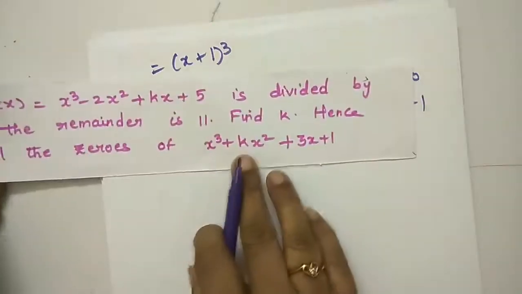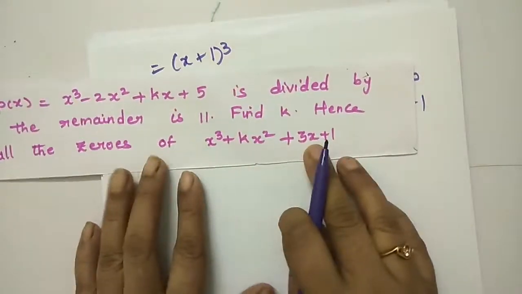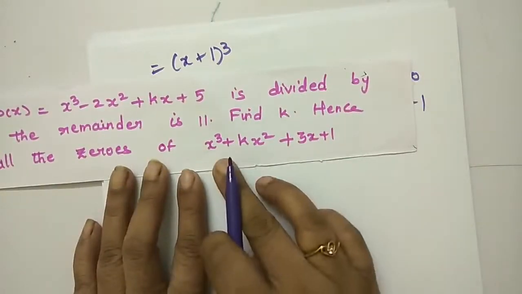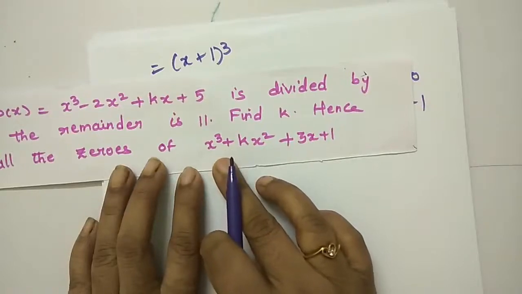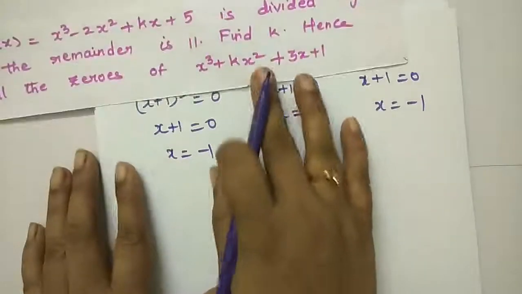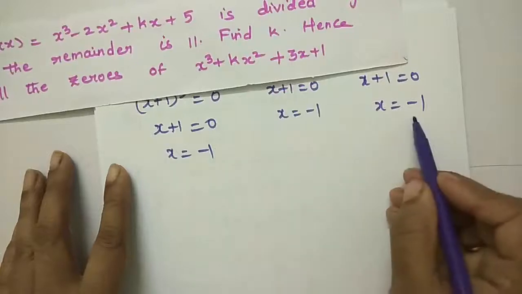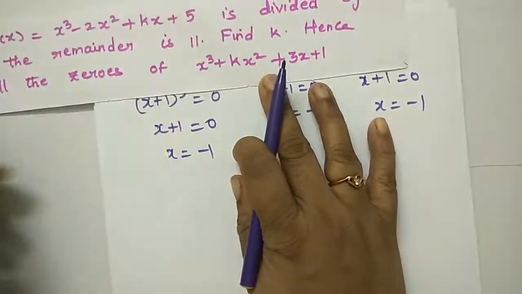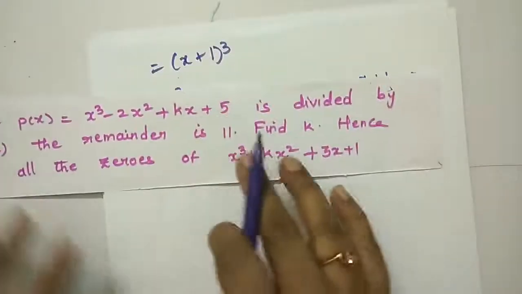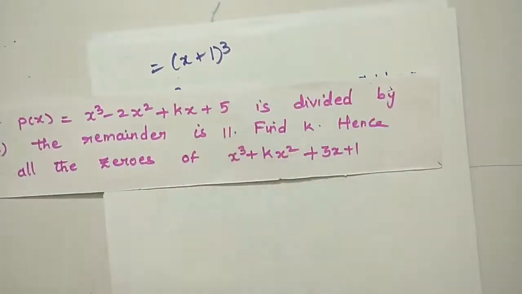They have given x cube plus 3x square plus 3x plus 1. The highest degree of this polynomial is 3. It is a cubic polynomial. So we should get 3 zeros. The 3 zeros are minus 1, minus 1, minus 1. So we have found all the zeros of this polynomial. We solved 2 problems in the same problem. Okay. Now let us go to the 7th problem.